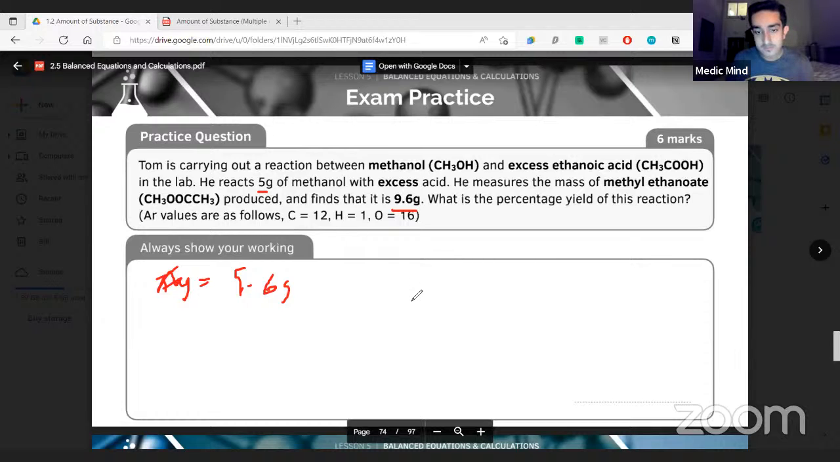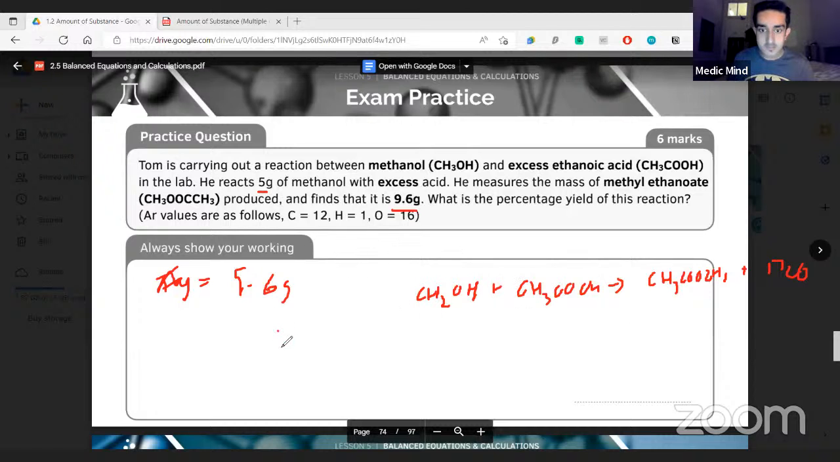So methanol, CH3OH, plus ethanoic acid, CH3COOH, gives you methyl ethanoate, CH3COOCH3, plus H2O. And for every mole of methanol you use, you're producing 1 mole of water. So it's a 1-to-1 equation.